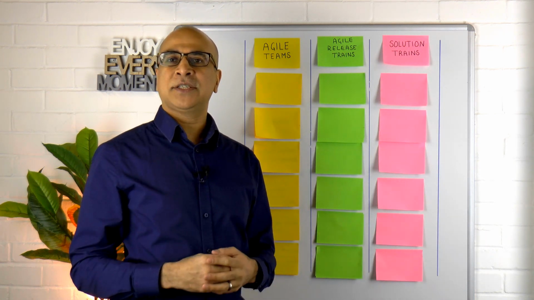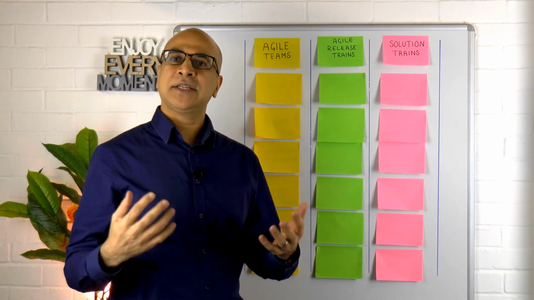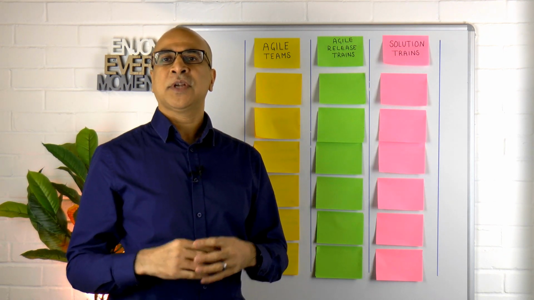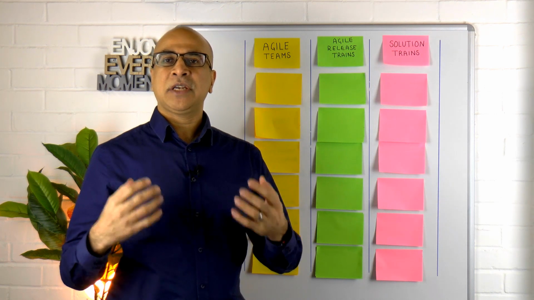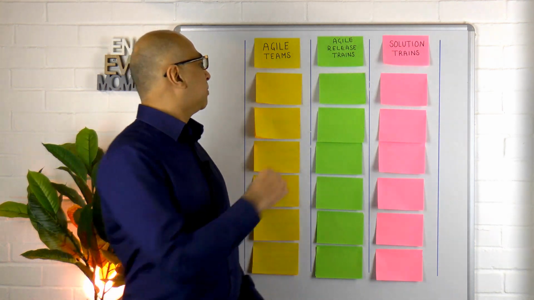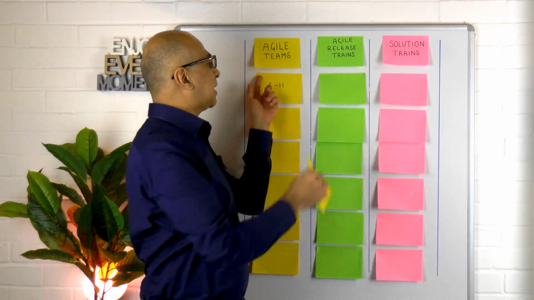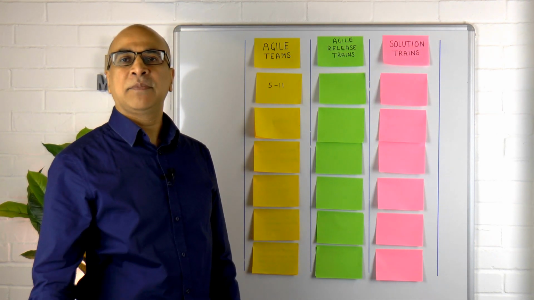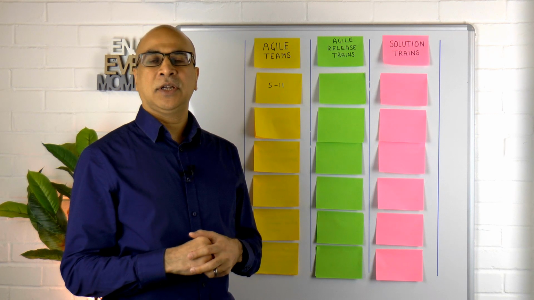So let's start with the Agile team. What is an Agile team? Well, an Agile team is hopefully a cross-functional collection of individuals working together to achieve a common goal. How many people are in there? Well, in Scaled Agile, we say that there should be between 5 and 11 people in our Agile team.